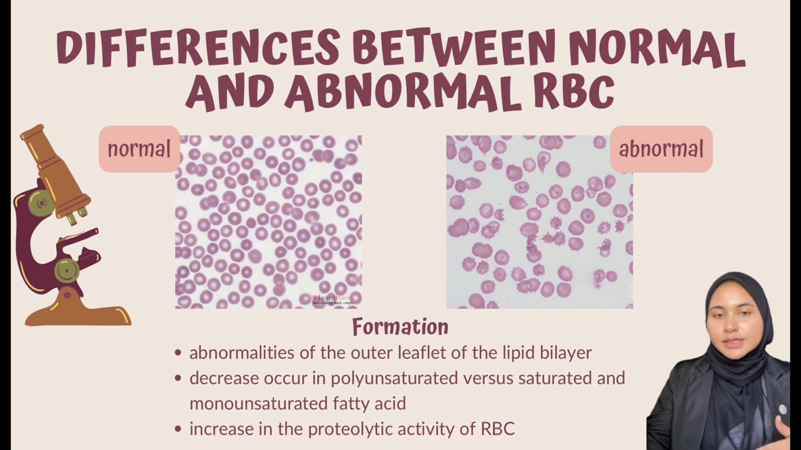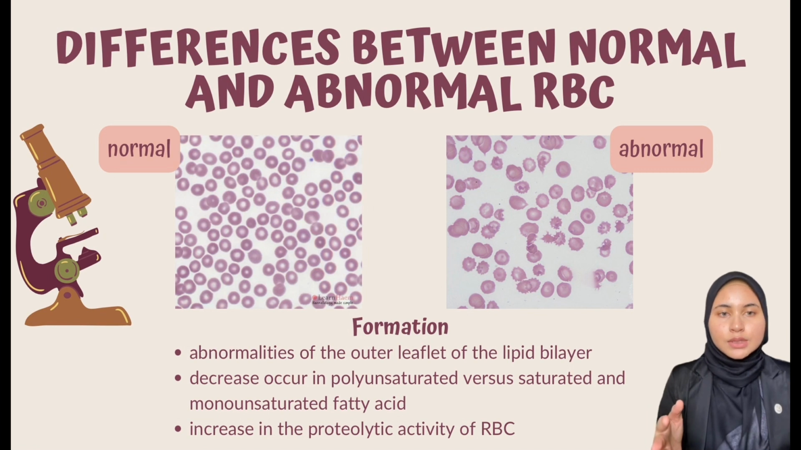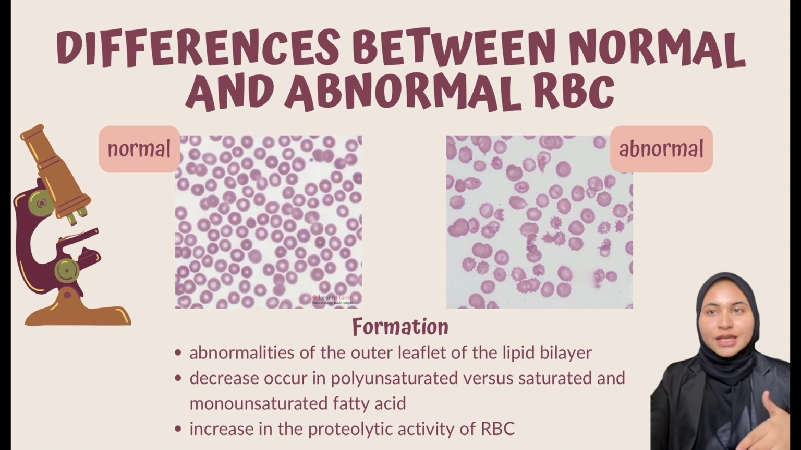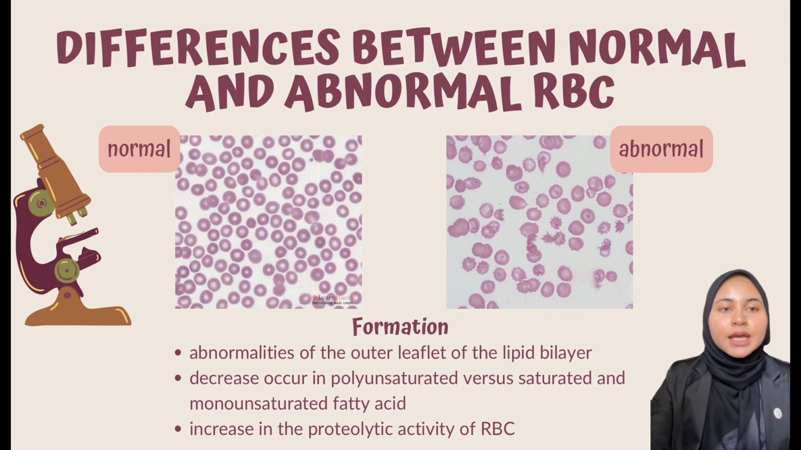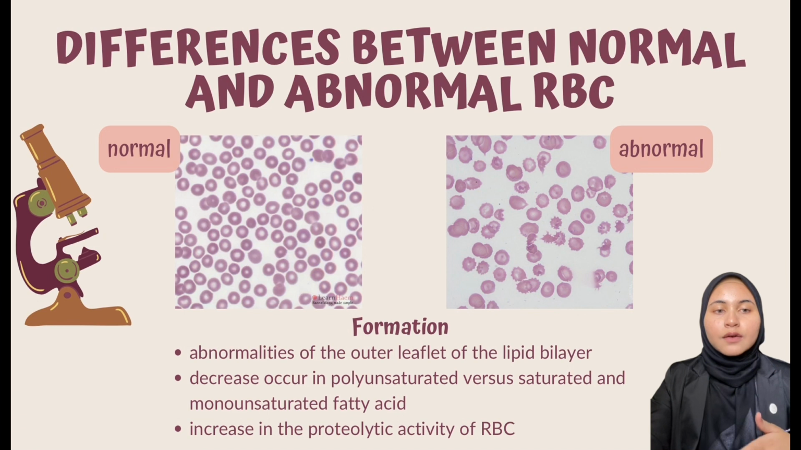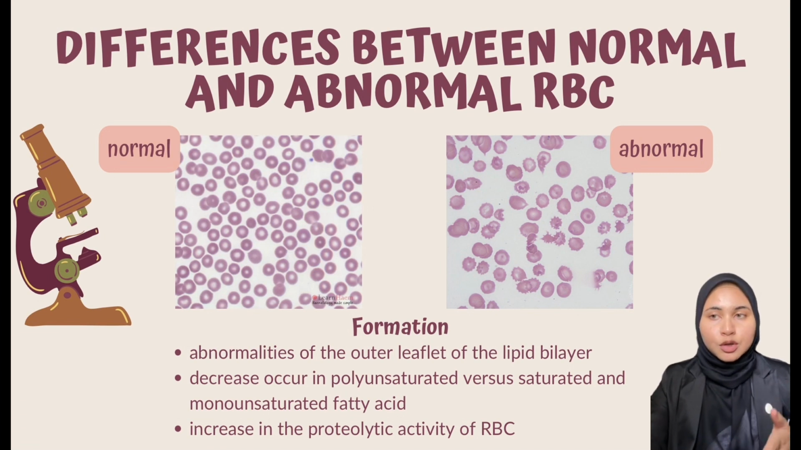As you can see, on the right side it shows the normal RBC, which has a biconcave shape, while the other side shows the abnormal RBC, which is the acanthocyte RBC. The formation of acanthocyte is either a hereditary or acquired membrane defect, which is an imbalance between the membrane cholesterol and lipid content. Firstly, it is caused by abnormalities of the outer leaflet of the bilayer, which lead to acanthocytic disorder, and then formation caused by a decrease of polyunsaturated relative to saturated and monounsaturated fatty acids, which occurs in cirrhosis patients, and also an increase in proteolytic activity in RBC.